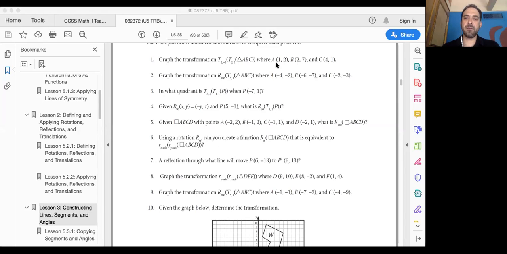So A would become 1 plus 2. So A prime would become 3 for X, and then 2 plus 5, 7 for Y. So the new A prime here is 3, 7, okay? And then after you do that for all three, you would do the same thing for 2, 5, and then the exact same thing for 2, -3. So the first three of these problems are all very similar.